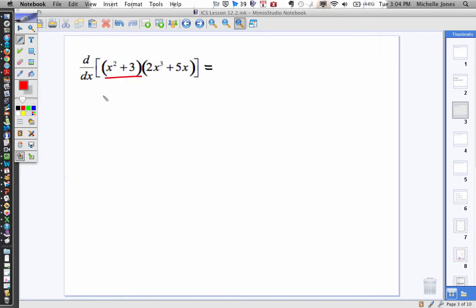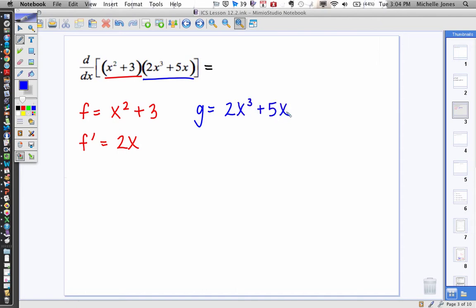So let's look at our first function. We're going to define that as f. It equals x squared plus 3. Well, what's the derivative of x squared plus 3? 2x. First part done. Then look at your second function, what you're multiplying it by. We'll make that our g. So g is 2x cubed plus 5x. What's the derivative of that? 6x plus 5. So now we've set up our problem, so now we just need to find our derivative.